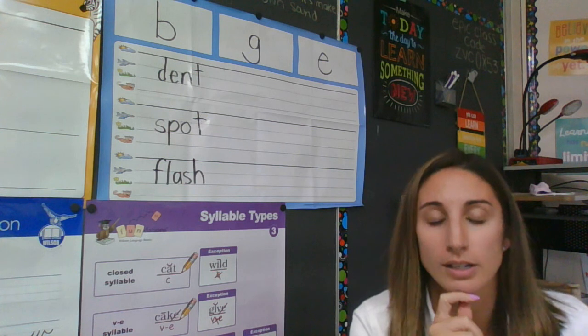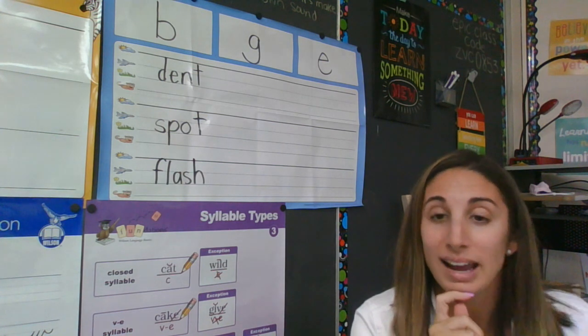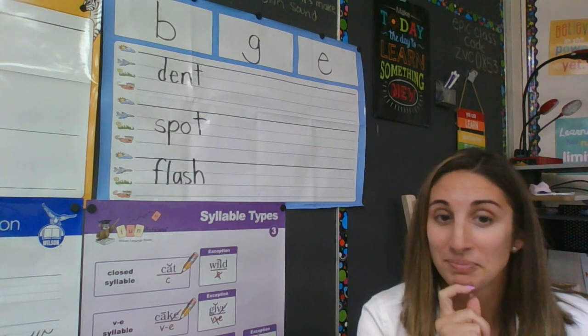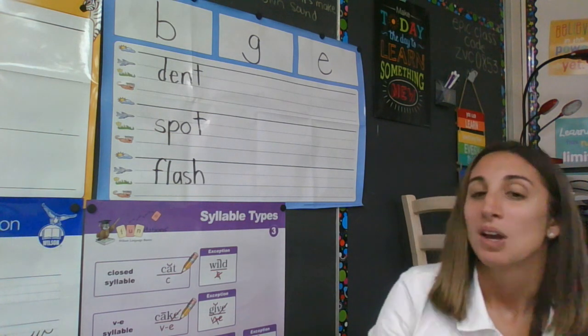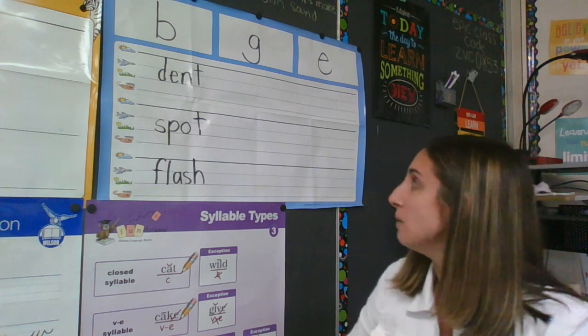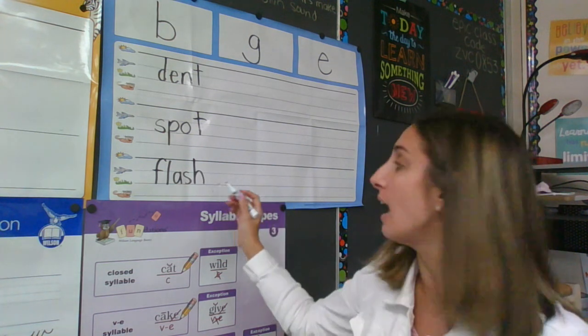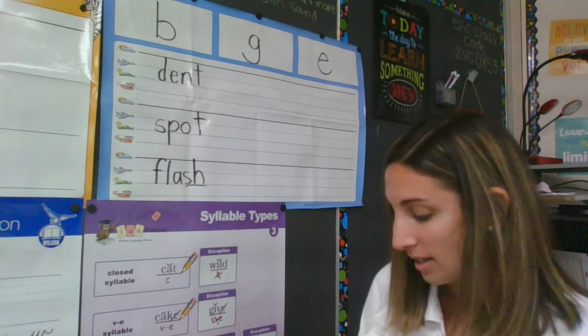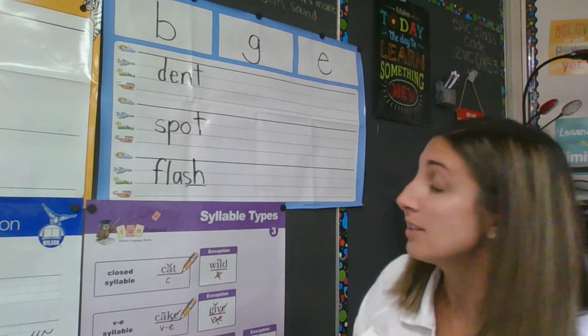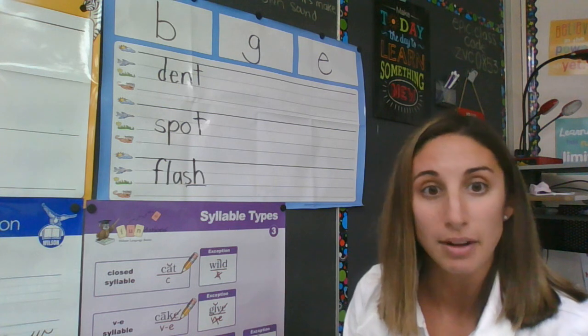Now, in those 3 real words, show me a 0, 1, 2, or 3 as to how many of those words have a digraph. Hopefully you're holding up 1 because the word that has a digraph in this list is flash. Remember, SH is a digraph. 2 letters that make one brand new sound together.